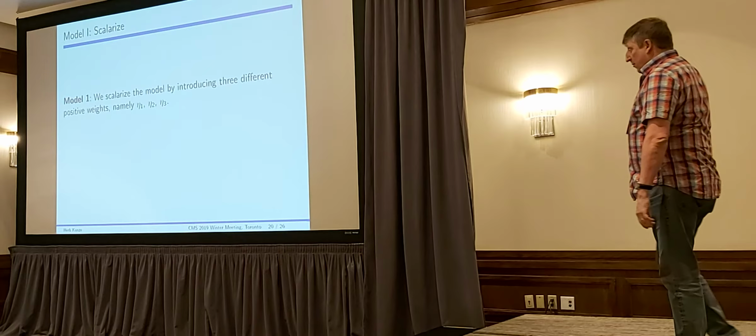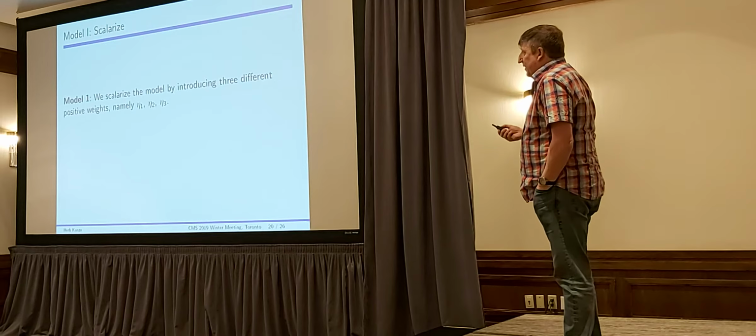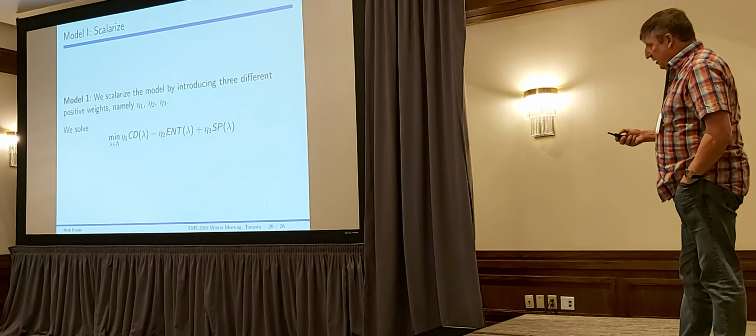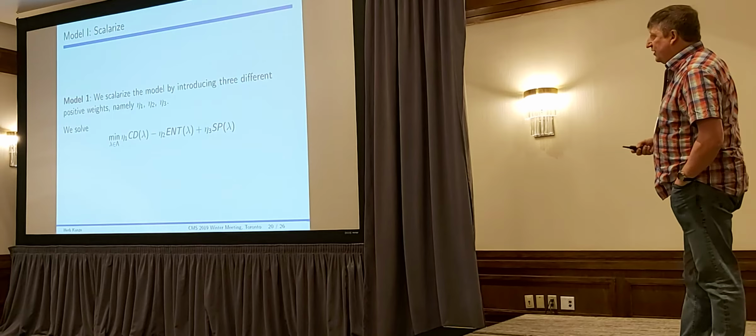I'll use the second way in the talk, but I'll list three things that we've done over time. Scalarize was the first choice, so introduce coefficients and minimize the scalarized version of the problem for the choice of the weights that you picked. So the weights are not parameters, they're chosen. I'm going to be 80% collage distance, 10% of each of the others or whatever.